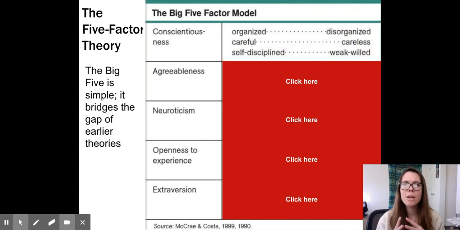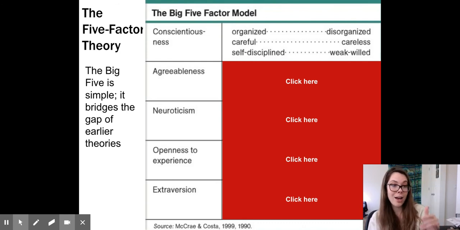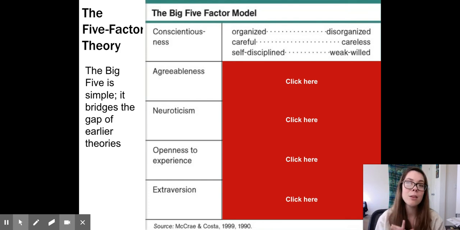These are all on a continuum. Imagine this as a shortened, more direct version of Eysenck's, dictated by a bunch of questions that go along with this test. We have conscientiousness, agreeableness, neuroticism, openness to experience, and extroversion. These are the traits, kind of like how Eysenck had his two spectrums. This is the spectrum that the Big Five theory uses.